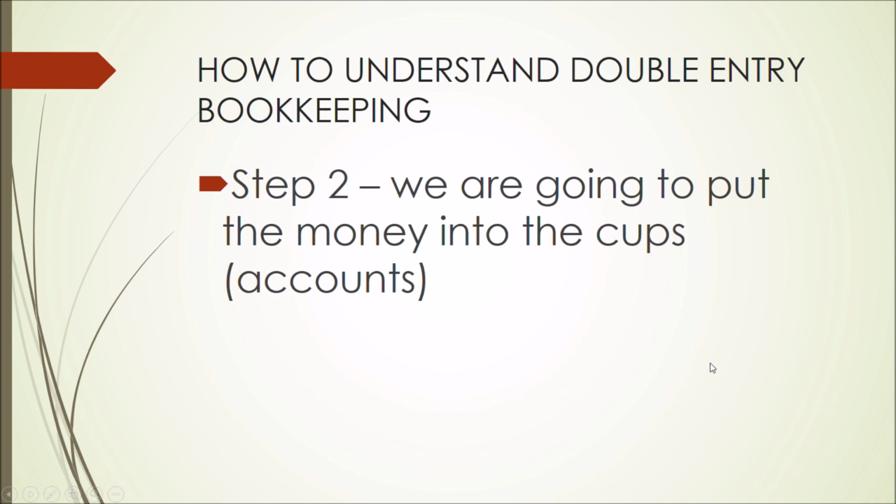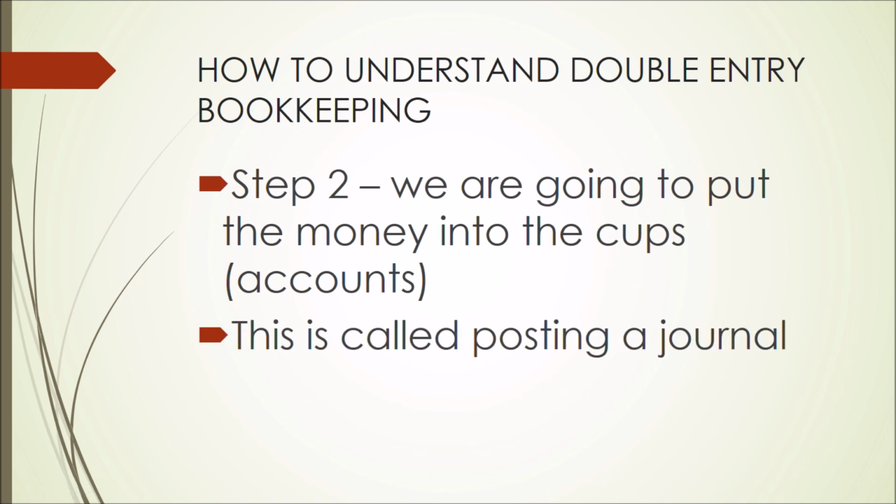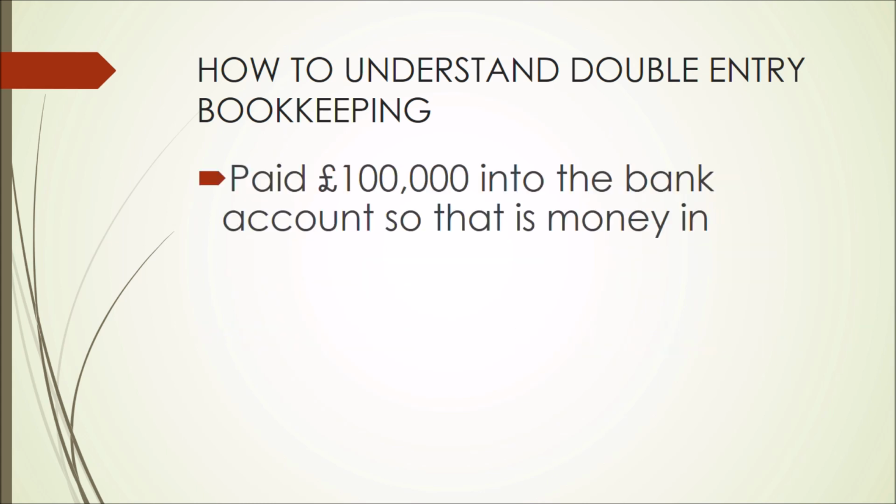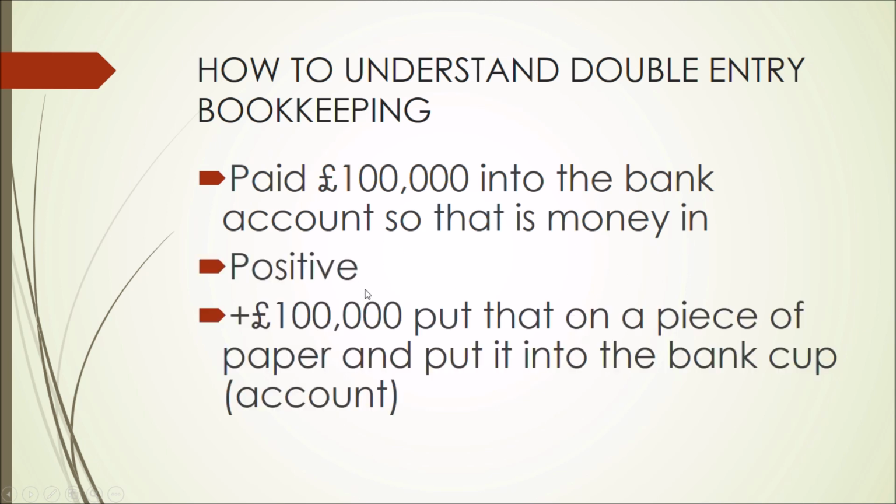Now we're going to put the money actually physically in the cups. Okay. So this is called posting a journal. Right. So we create a journal and we post it. So actually what you're going to do is you're going to physically post this journal. So we've paid £100,000 into the bank account. So that's money in. Okay. So that's positive. So put plus 100,000 on that piece of paper and put it into your bank cup. Like that.